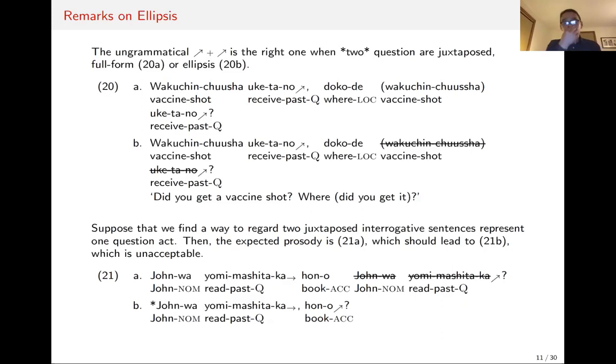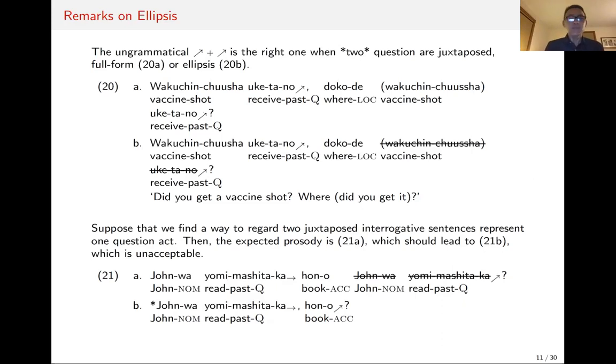Here you actually feel that two questions are asked. Then if you elide the second predicate, you have two rising intonations. This is right, but that's not what it means, that the right dislocation.